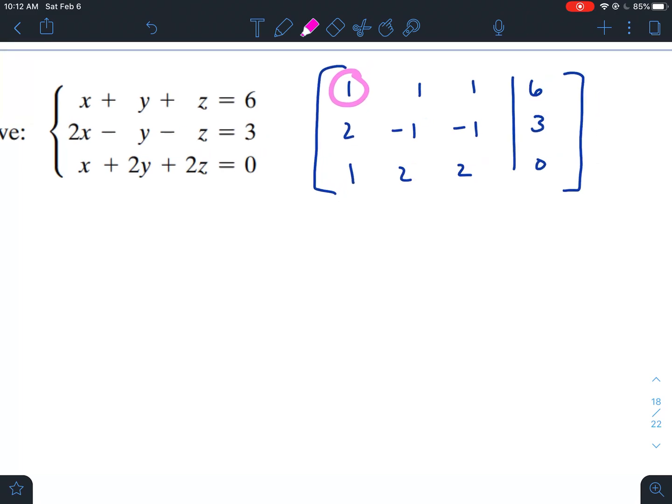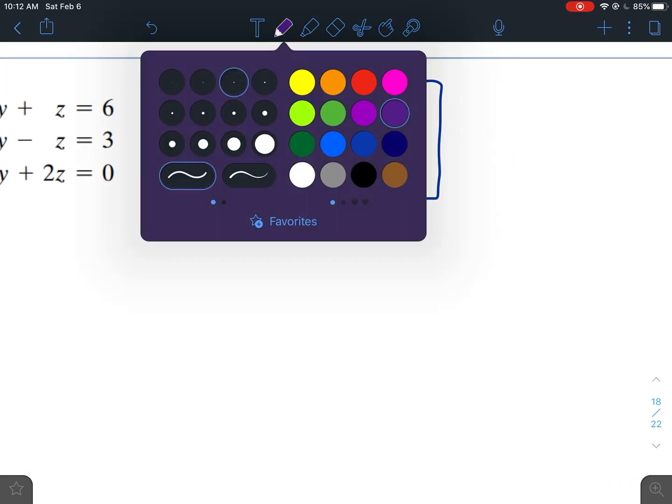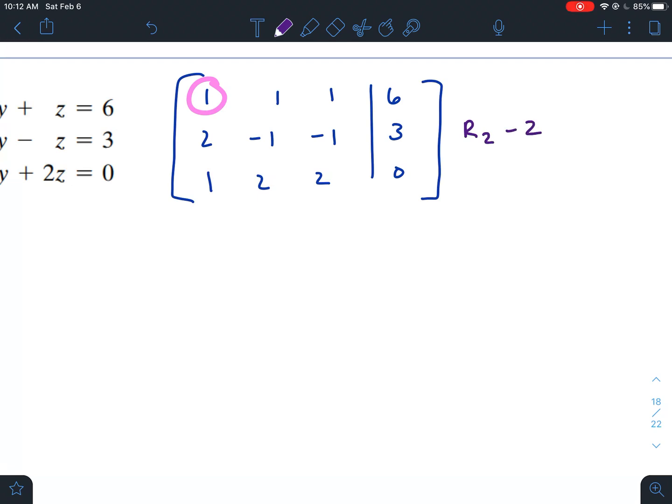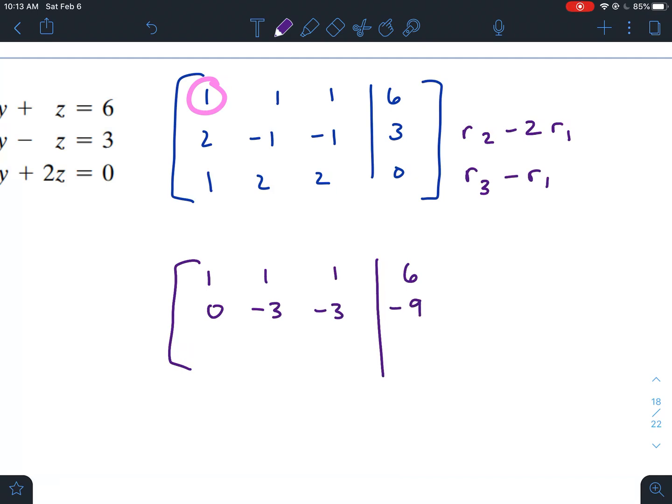Well, notice our first entry is a 1, so we're good. We just need the entries below it to be 0. So we're going to do row 2 minus 2 times row 1, and then we're going to do row 3 minus row 1. So the first row is going to stay 1, 1, 1, and 6. Then we're going to do row 2 minus 2 times row 1. So I would get 0, negative 1 minus 2 is negative 3, negative 1 minus 2 is negative 3, and 3 minus 12 is negative 9. And then row 3 minus row 1, we would get 0, 1, 1, and negative 6.